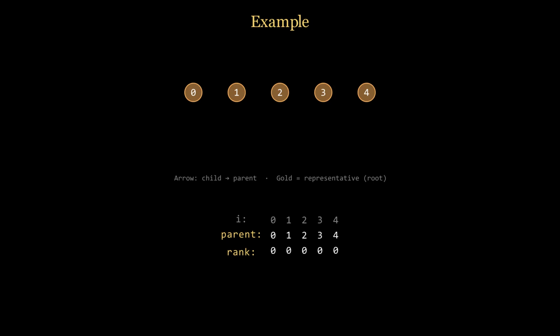Five elements, each in its own set. Every node is gold because every node is its own representative, its own root. Below we have the parent and rank arrays. Parent of I equals I for all I, and rank is all zeros.